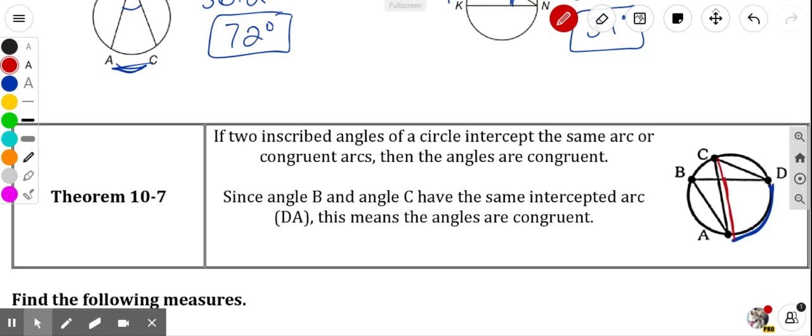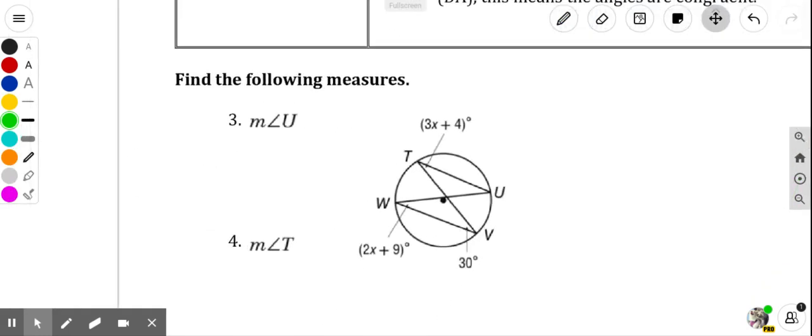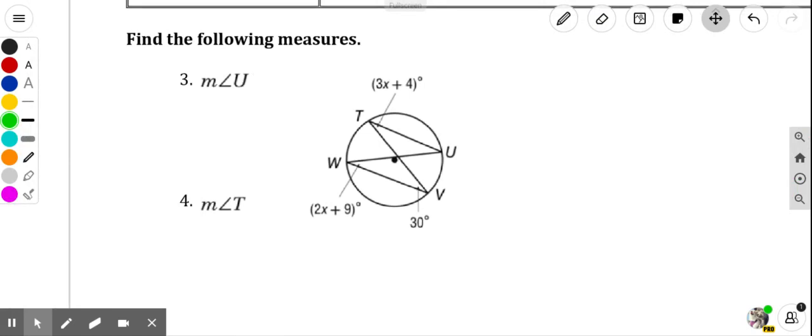We have angle ACD, and then we have angle DBA. Both of those inscribed angles have this same intercepted arc. If the measure of those angles is half that arc, then they are forced to be the same. Just throwing something out there, let's say that arc was 100 degrees, then each angle would be 50 and they'd have to be the same. So that's that theorem.